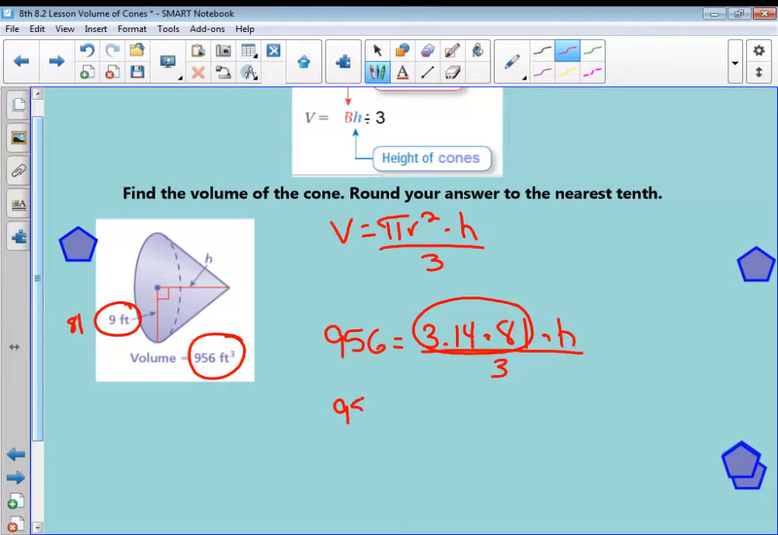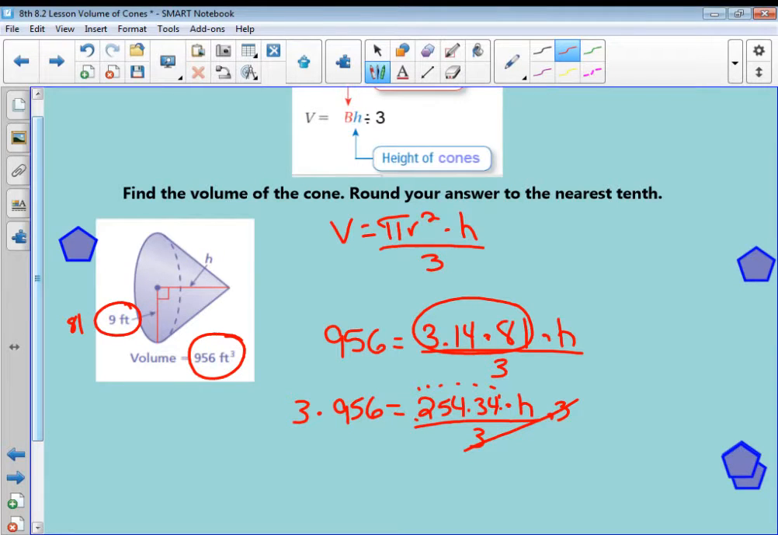So 956 equals 3.14 times 81. 3.14 times 81 gives me 254.34 times our height divided by 3. So by dividing by 3, I'm going to go times 3 just to cancel it out. If you want to divide just this part right here by 3, it'll work. I'm just going to do this times 3, and I'll show you in just a second. It'll work either way. So by getting rid of that divided by 3, I can go times 3.